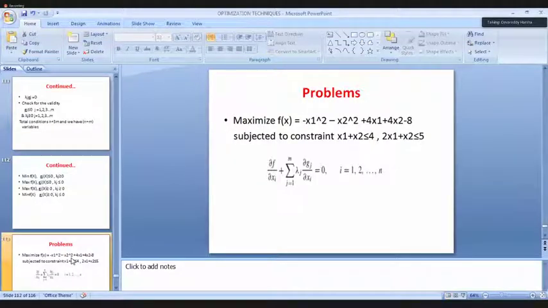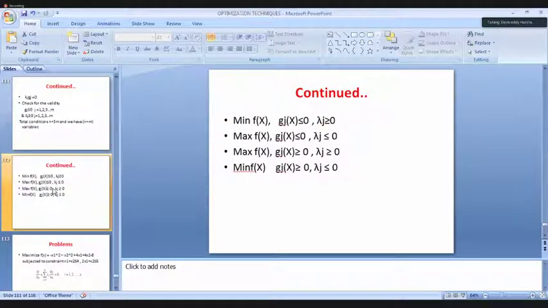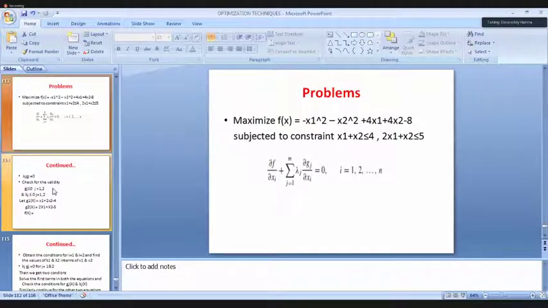Now you tell me, this is the question. Maximize f of x. If a question is only given as maximize f of x, what are the two possibilities that can occur to show the function is maximized? gj of x is less than 0 and lambda j can be less than 0, or gj of x can be greater than 0 and lambda j can be greater than 0. These two we should check. How do you check? What is the procedure? Everything I'll let you know. Minus x1 square minus x2 square plus 4x1 plus 4x2 minus 8.